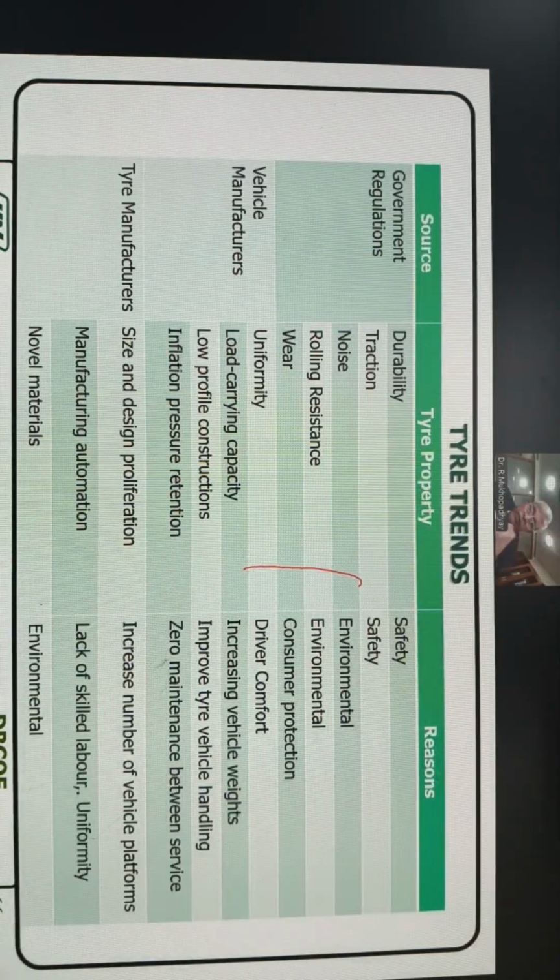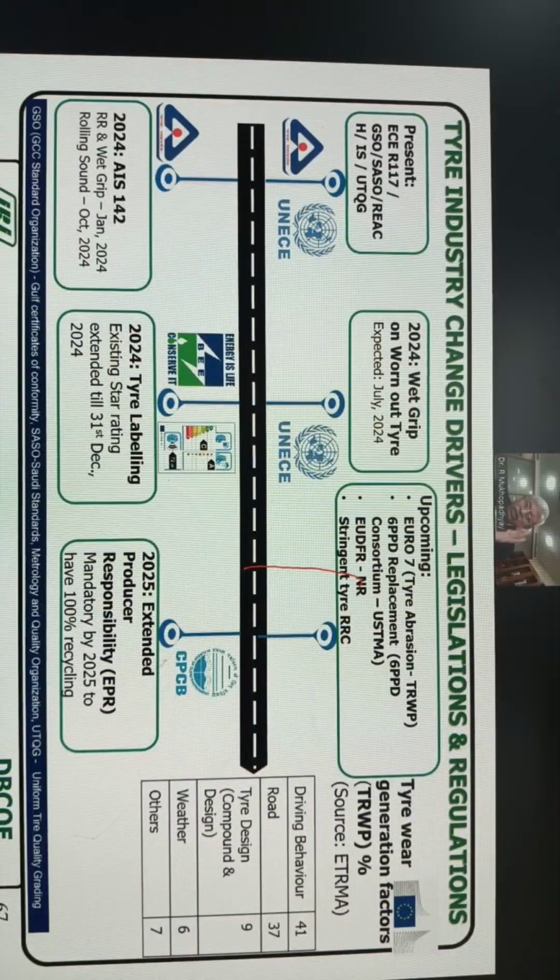Now, if you consider the tire industry trends which are coming, actually government regulation is coming for durability, traction, noise, and rolling resistance, related to safety and environment. Vehicle manufacturers want uniformity, load carrying capacity, low profile, increasing vehicle weight, and the tire manufacturer. So that means this is the trend, and for that trend, these regulations also apply.